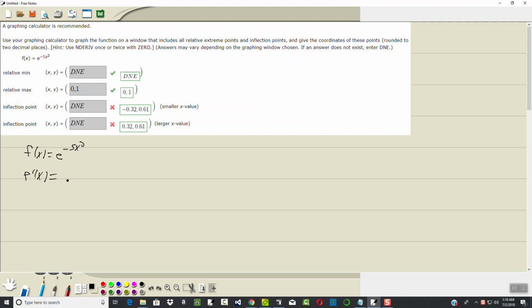Well, the derivative of e to any power is e to that power times the derivative of the power. Derivative of negative 5x squared is negative 10x. To find our critical values, we set this equal to 0. Now, e to a power can never be equal to 0, so I can drop it, and I got negative 10x equal to 0, or simply x is equal to 0.